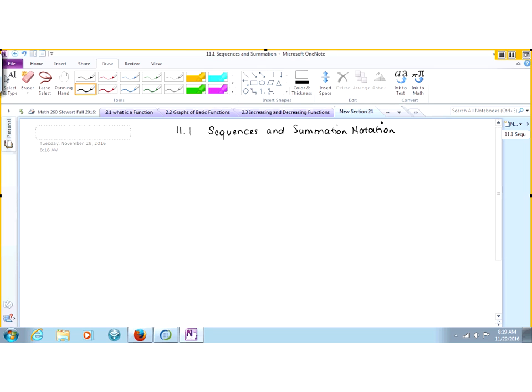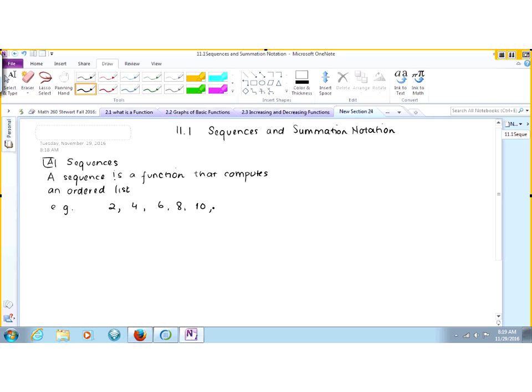All right. So what is a sequence? A sequence is a function. You can think of it as a function that computes an ordered list. So for example, a sequence: 2, 4, 6, 8, 10. Can you guess the next one? 12, etc. Right? So this ellipsis says there's no end.